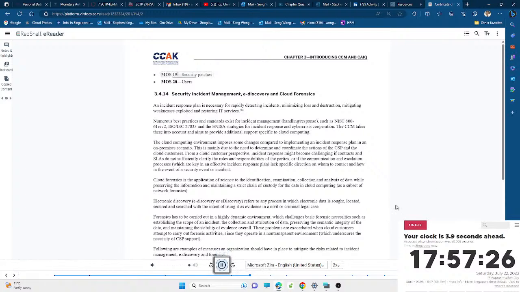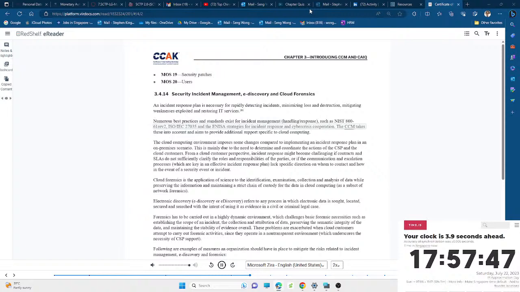MOS-19 security patches, MOS-20 users. Domain 14, Security incident management, e-discovery, and cloud forensics. An incident response plan is necessary for rapidly detecting incidents, minimizing loss and destruction, mitigating weaknesses exploited and restoring IT services. Numerous best practices and standards exist for incident management, handling and response, such as NIST 800-61 Rev 2, ISO/IEC 27035 and the ENISA strategies for incident response and cyber crisis cooperation.